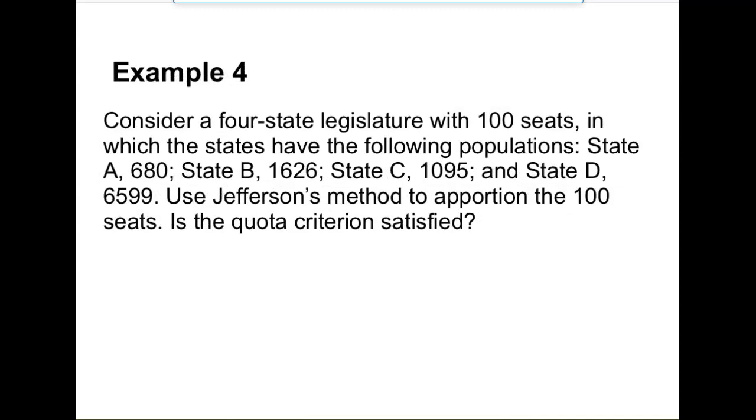All right, consider a 4-state legislature with 100 seats. So use Jefferson's method to apportion the 100 seats. Is the quota criterion satisfied? So again, I'm just going to ask you to follow along here. You don't have to write this down. I'm just going to analyze the table, and if you have questions, ask them while you have them.